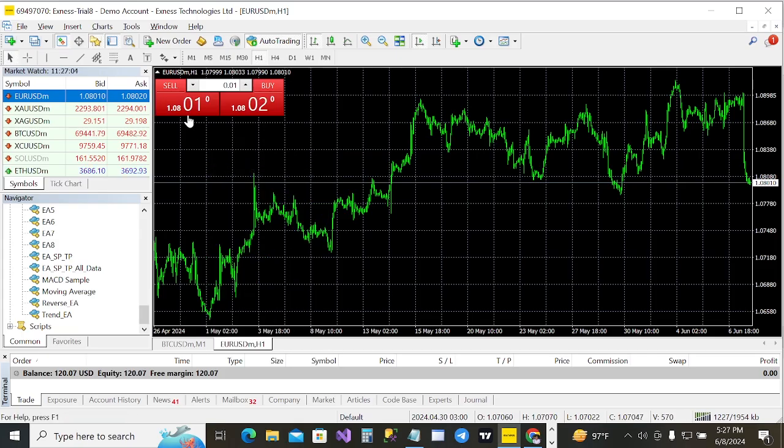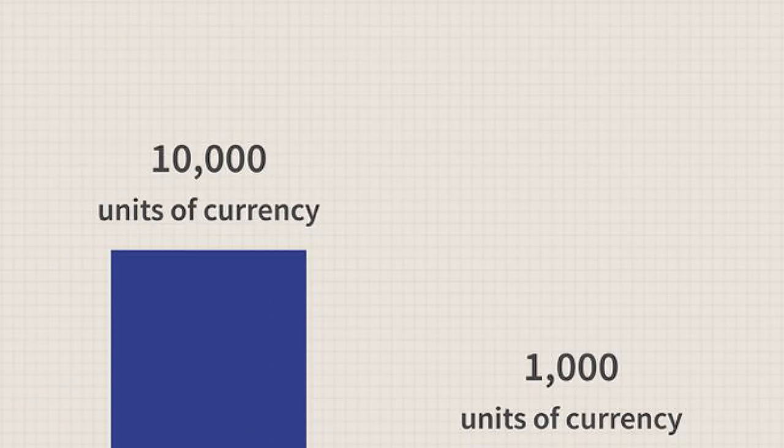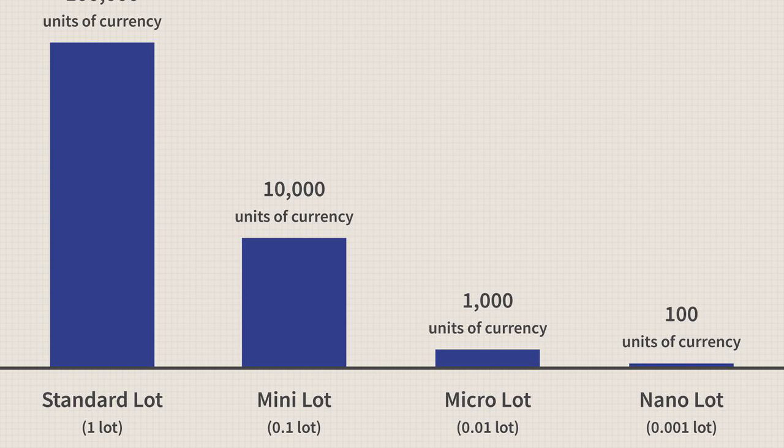In Forex trading, a lot is a unit of measurement that standardizes the size of a trade. It represents the number of currency units you're buying or selling in a trade. There are four main types of lots: standard, mini, micro, and nano. Types of lots. Let's break down each type.